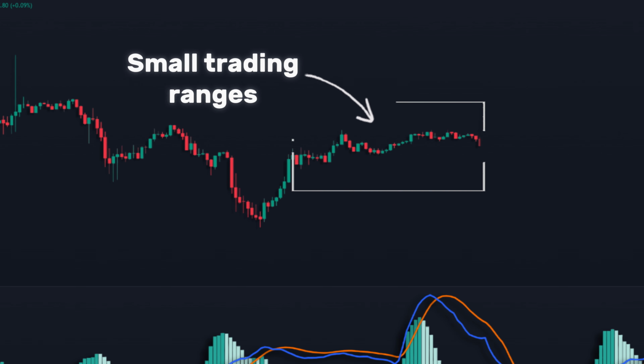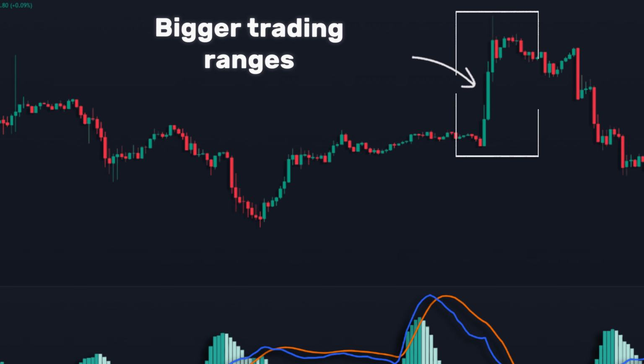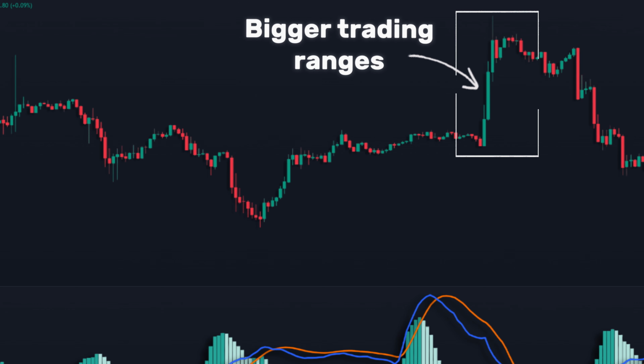Now, here's something really interesting about the price action. Small trading ranges are usually followed by bigger trading ranges and vice versa. Think of it like a spring. When the price action is compressed into a tight range, it's storing energy. And when it finally breaks out, that energy gets released, often leading to a strong, sustained upward trend or downward trend. But the good news is, you don't have to guess which way it will break.